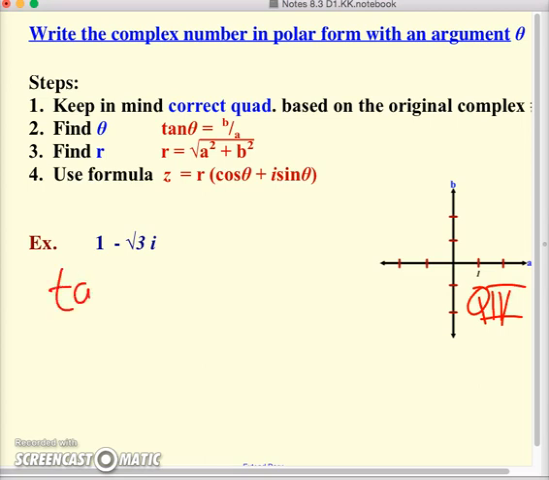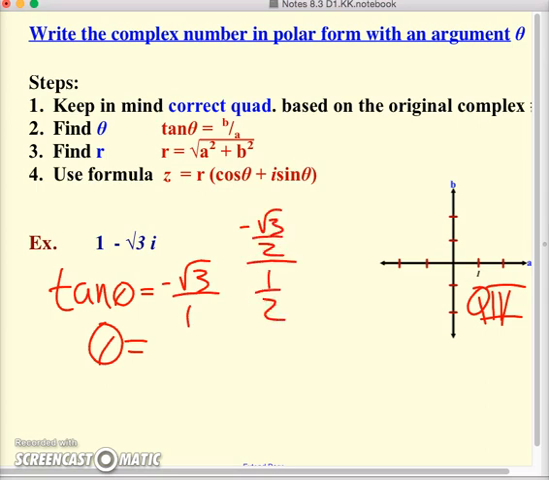So tangent theta, b over a. Now remember, this would have come from doing the negative square root of 3 over 2 over a half. Y over x, that's going to be 5 pi over 3. So I know my theta is 5 pi over 3. R, again, a calculation that probably really should be done in your head, that's 2. So what I did there was 1 squared plus square root of 3 squared, 1 plus 3, 4, square root of 4, 2. Do that in my head, Pythagorean theorem in my head.